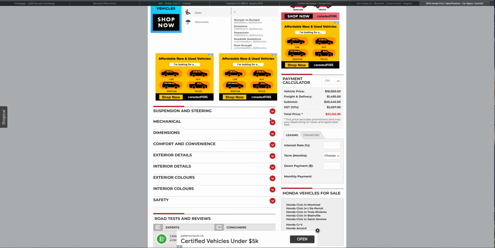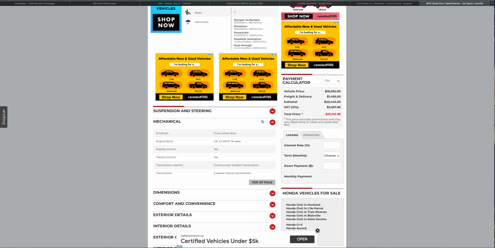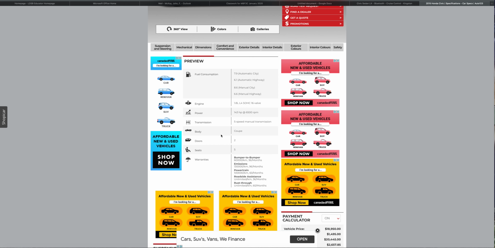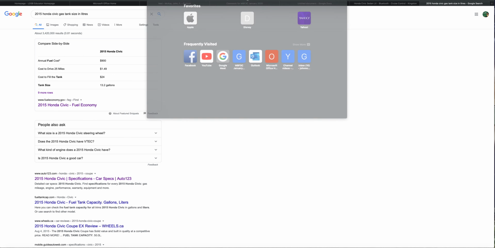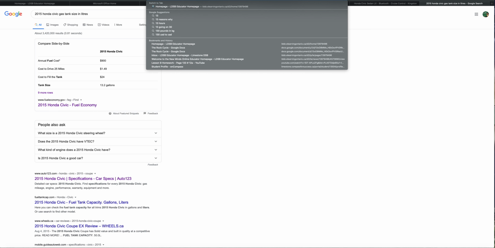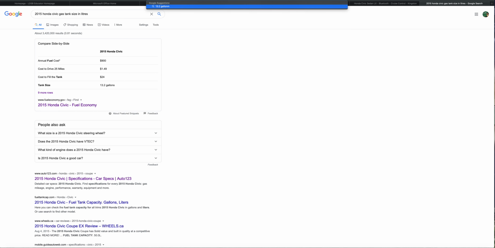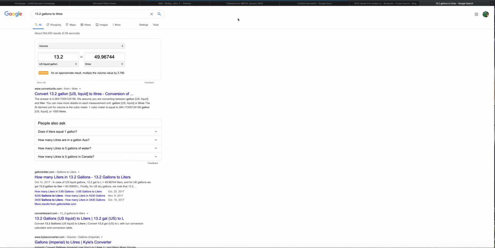Okay, maybe under mechanical. A little bit harder to find this one. Sometimes it can be really easy. What you can do here is just type this in: take 13.2 gallons to liters. Okay, there you go. You can call that a 50-liter tank.